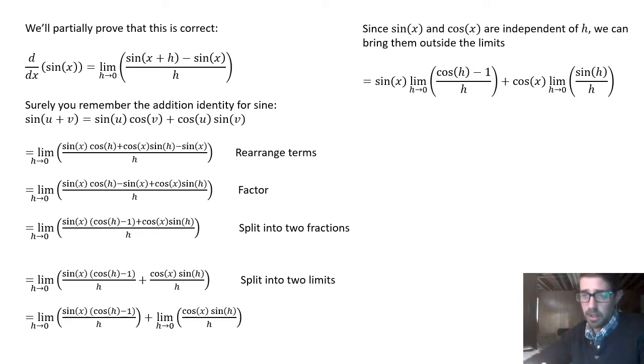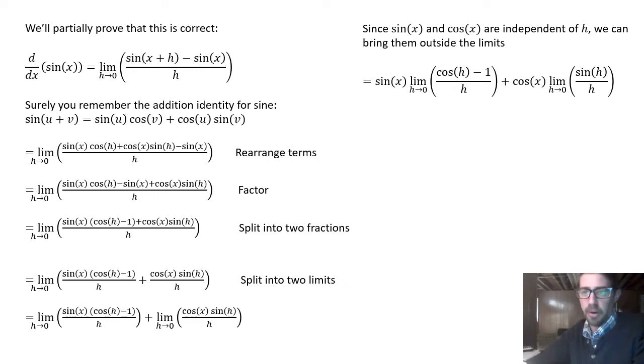So that's what that looks like. So we're pulling things outside of the limit that the limit doesn't affect. The limit only affects the stuff with the h's in it. And that's kind of why we factored that sine out, so that we could pull it outside. And the cosine comes out as well. Okay, we're almost there, I promise.